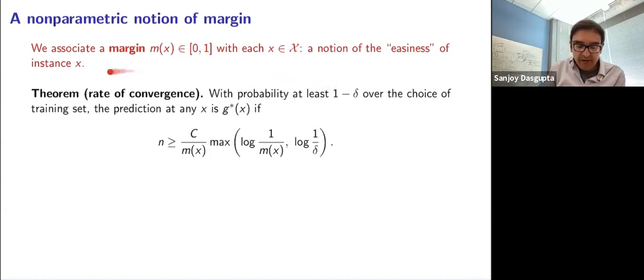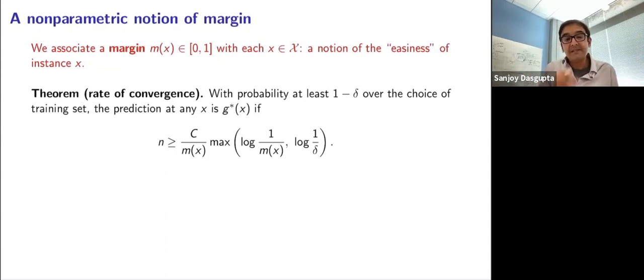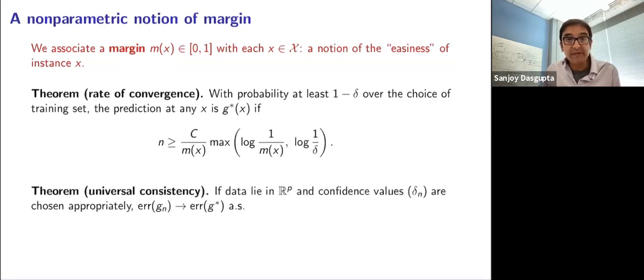And it turns out that the rate of convergence you can give is something of the following form. As soon as the amount of training data exceeds 1 over the margin of a point, you will predict correctly, okay? And this is a completely assumption-free thing, no smoothness or anything like that. Each point has got its margin, how easy it is. As soon as the amount of training data exceeds 1 over the margin, you get that point correct. This in turn implies universal consistency.